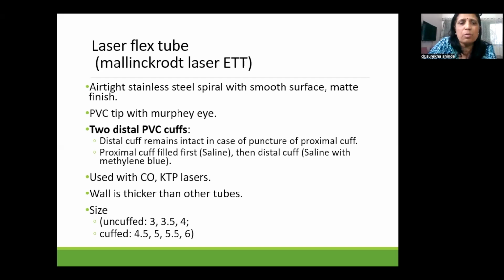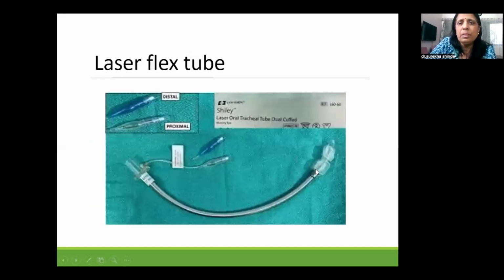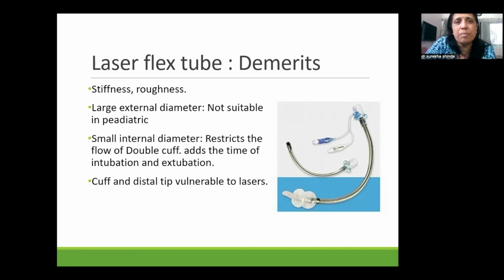The wall is thicker than other tubes, and there are sizes available from 3 to 6. Uncuffed from 3 to 4 and cuffed from 4.5 to 6. This is the most commonly used in clinical practice. This is how it looks. These are the 2 tubes, the proximal filled with methylene blue and saline, and the distal with normal saline. But the demerit is its stiffness and roughness. There is a large external diameter, so it's not suitable for pediatric cases and small patients. And the small internal diameter restricts the flow of air, and adds to the time of extubation and intubation because it is a double tube, double cup. So whenever you want to extubate this in case of emergency, you have to deflate first this and then this one. In case you forget to deflate the second cup in a hurry, the problem could increase.